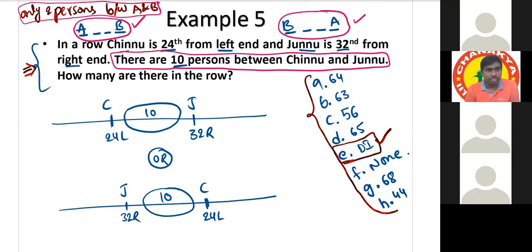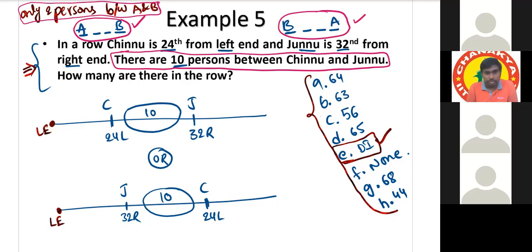Yeah, Piyush, tell me. Sir, how is 24 from left, meaning it will always be from the other side, right? No, this is the left hand. So from left hand, his position is 32? Sorry. From left hand, it is 24 in both the cases.